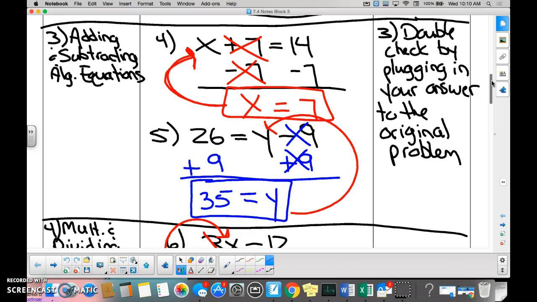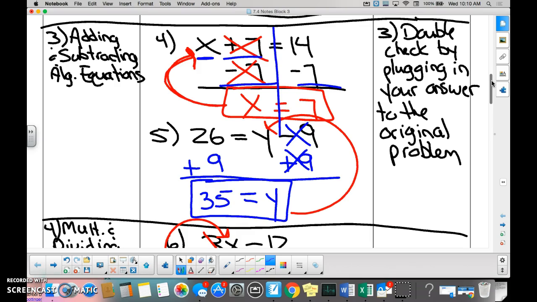So if I'm adding 7 and it's attached to the x, how do I get rid of the 7, you guys? The inverse operation, which is subtract 7. And if you do it to the left side of the equation, you do it to the right side of the equation. Is organization important in solving these equations? Yes. Look at my equal signs. Are they lined up? Yes.